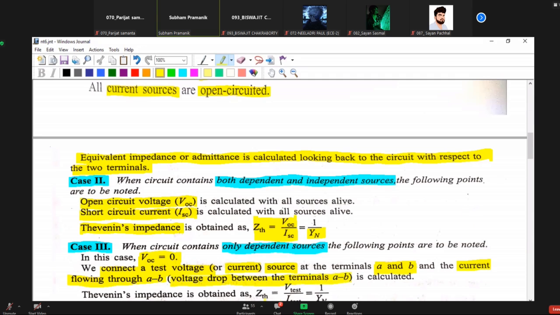After doing this, suppose we have connected a voltage source, so that voltage is V test. Then by some analysis, that can be mesh analysis or node analysis or whatever, suppose we have found the current delivered by that source, that is I test. So from the ratio of these two, we find ZTH.